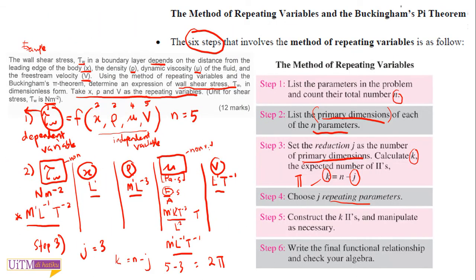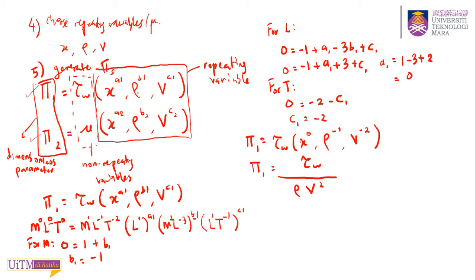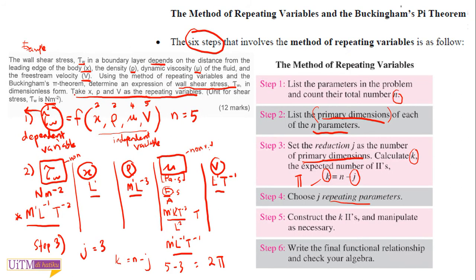Okay, wait, where do you want to ask? I'll try the next page. Step 4, step 5. How do we distinguish the dimensionless parameters? How do we distinguish repeating variables from non-repeating ones? Okay, repeating variables are already given to you in the question. Take x, rho and v as the repeating variables. Oh, they already gave it.